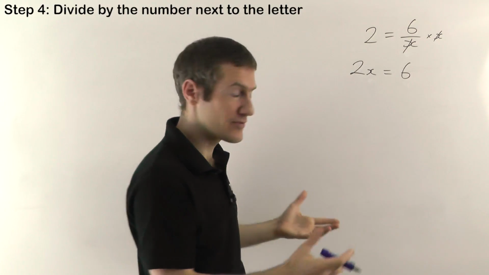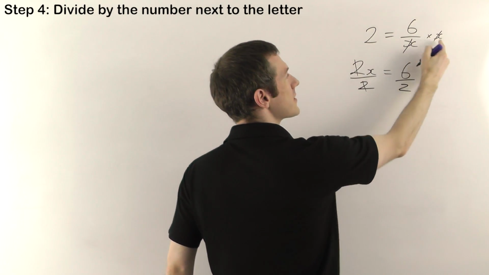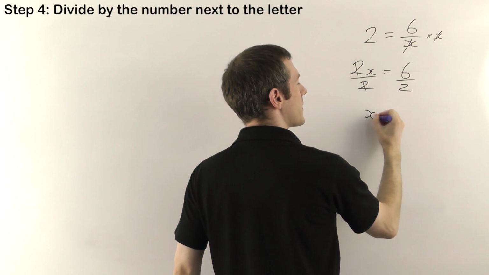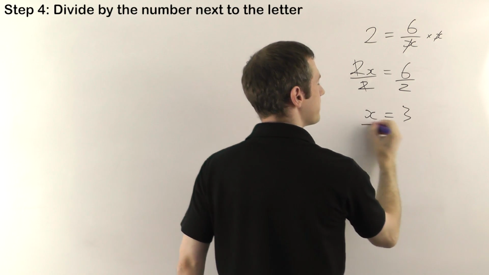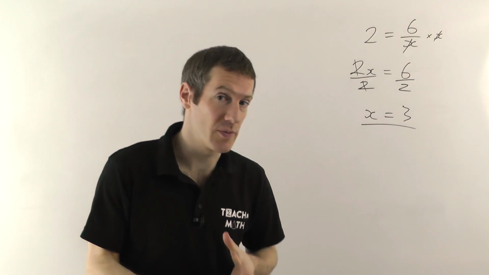In this case the number next to the letter is 2. You divide both sides by 2. They cancel, just like these ones are cancelling, which leaves you with the x by itself. And 6 divided by 2 will give you 3. So that's how you would deal with fractions when just solving normal equations.